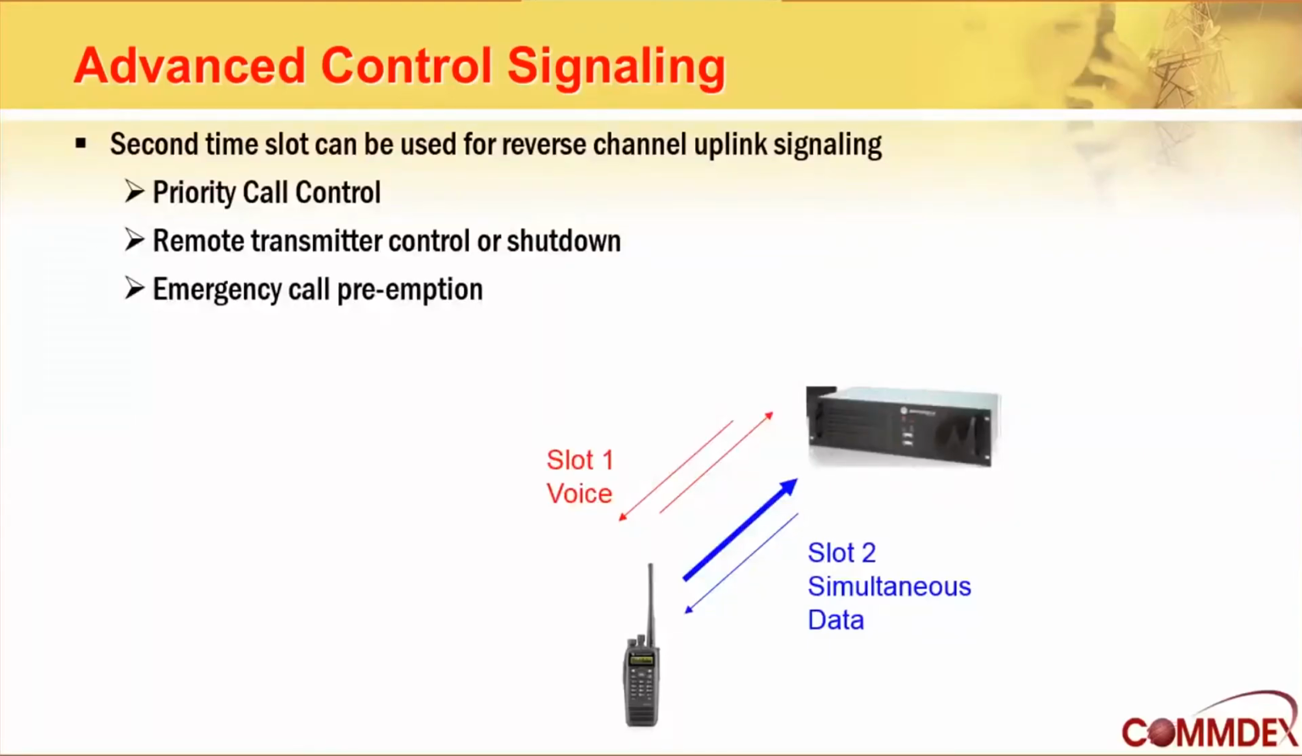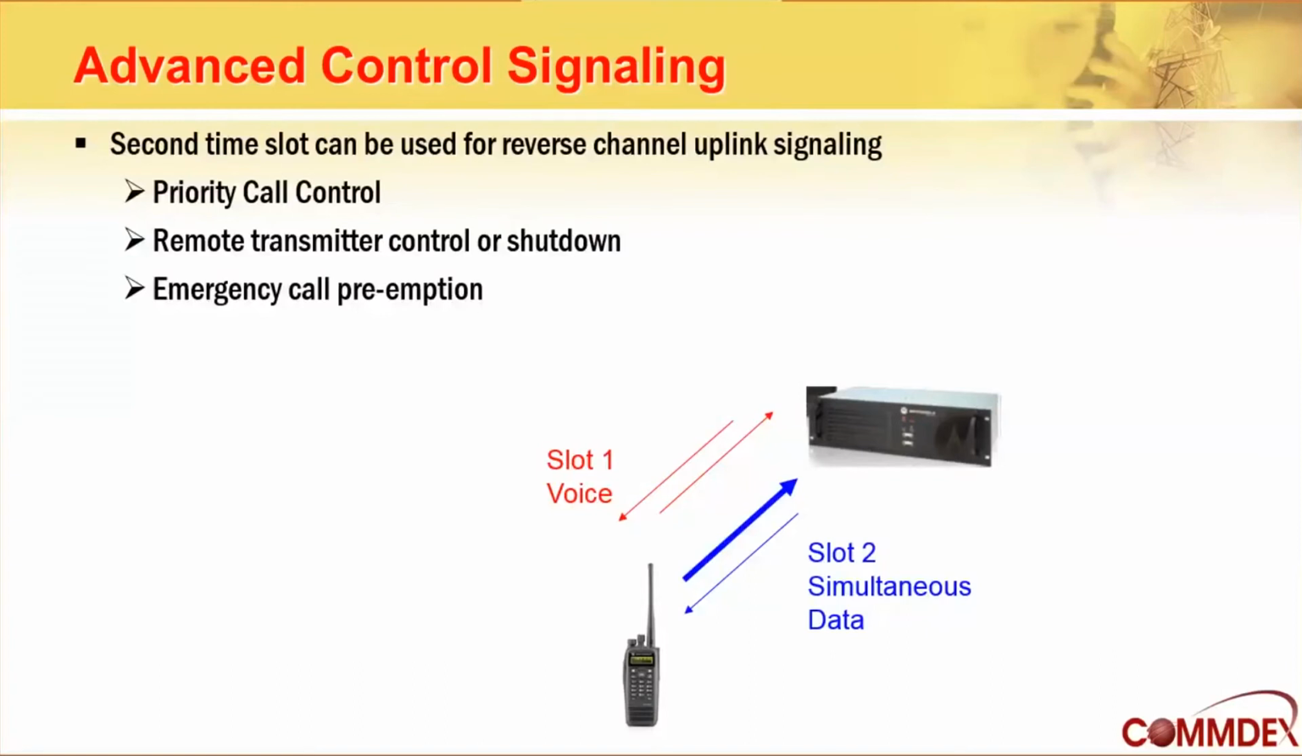So because we have a second time slot, we can do some other things that previously could never be done in analog. We can use the second channel as a management channel or a control channel so that we can prioritize calls. And this is actually done when we do DMR trunking. We use a time slot as effectively a control channel.